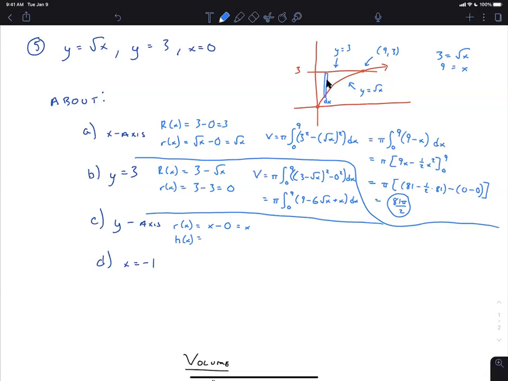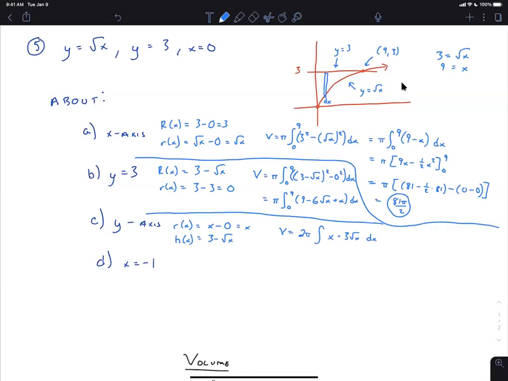The height h is the height of the rectangle. That in this case is top y minus bottom y. So we get 3 minus the square root of x. So volume is 2 pi integral of r times h. So x times 3 square root of x dx.